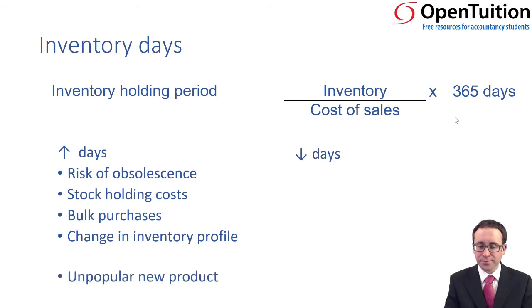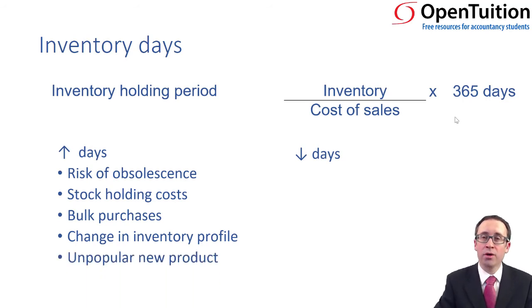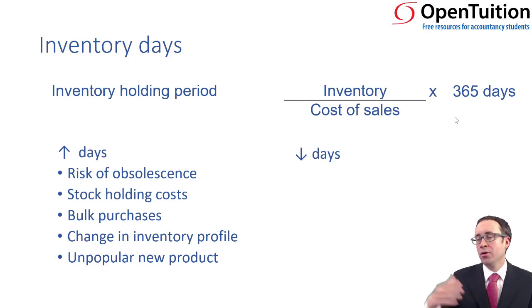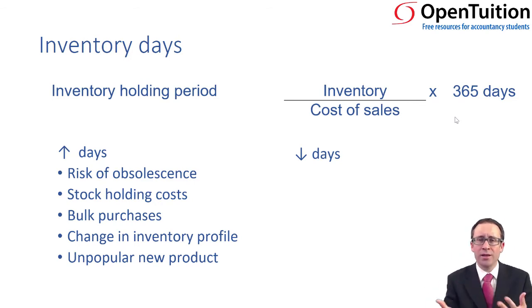Okay. And then it could be you've got an unpopular new product. You thought, wow, this is it. This is going to break the mold. We're going to be able to sell loads of this fantastic new product, and it's just usurped by your competitor. They get in there first. It's better, faster, more reliable, more efficient, and therefore your product is not required. And therefore you're left with all this old inventory and an increase in the number of days.